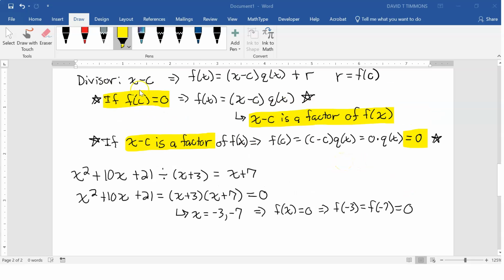So, again, in this problem, if f of minus 3 is 0, well, that means x minus minus 3, or x plus 3, must be a factor. And if x plus 3 is a factor, well, that must mean that f of minus 3 is 0.